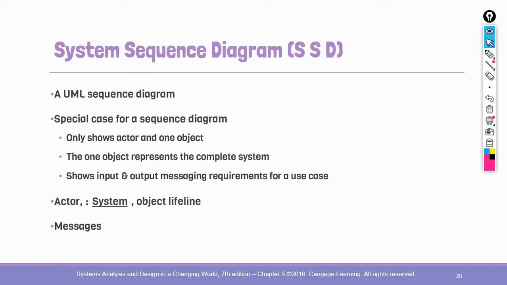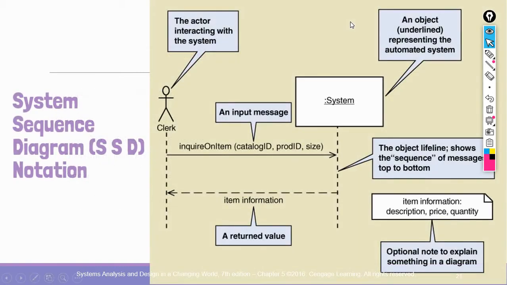It is an effective tool to help in the initial design of the user interface by identifying the specific information that flows from the user into the system and the information that flows out of the system back to the user. An SSD is a special type of UML sequence diagram. So this figure shows a generic SSD with callouts annotating the diagram.